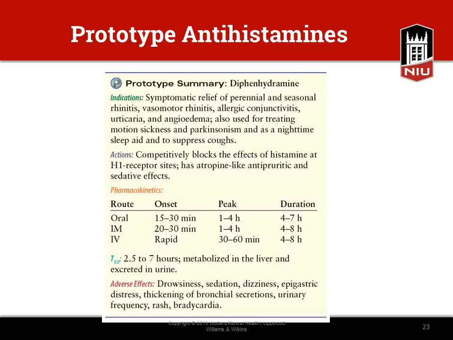Our prototype antihistamine, or H1 receptor blocker, is going to be Benadryl or diphenhydramine. Again, it competitively blocks the effects of the histamine at the H1 receptor sites. It does have some mild sedative effects, especially first generation Benadryl. Our second generation, our Zyrtec, Allegra, Claritin, not quite so sedative.